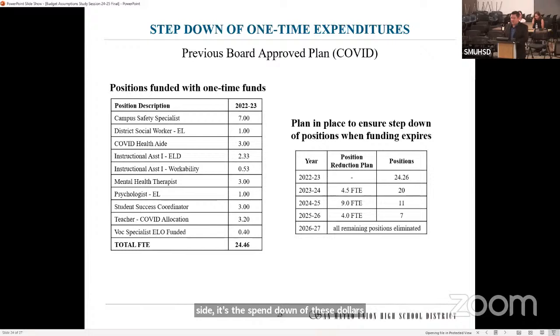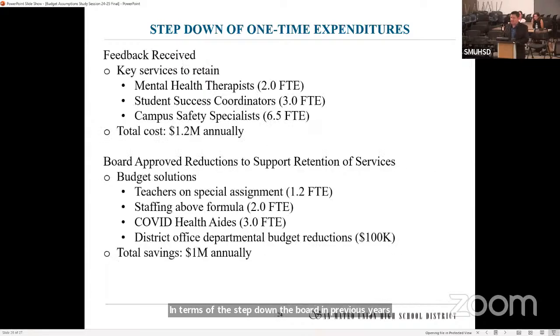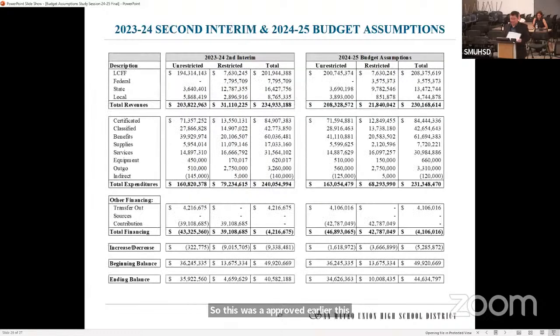In terms of the step down, the board in previous years approved the step down plan of the COVID funds specifically. In the current year, because of feedback received, the trustees made a change to that plan in order to maintain mental health therapists, student success coordinators, and campus safety specialists. So this was approved earlier this year.